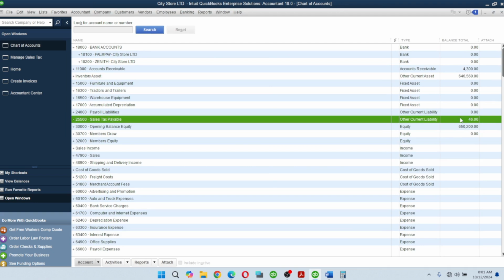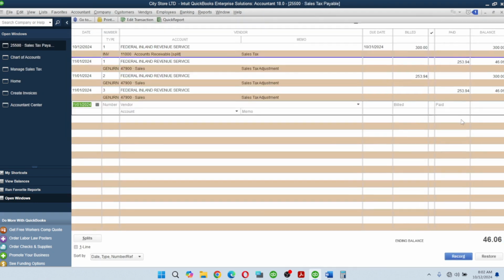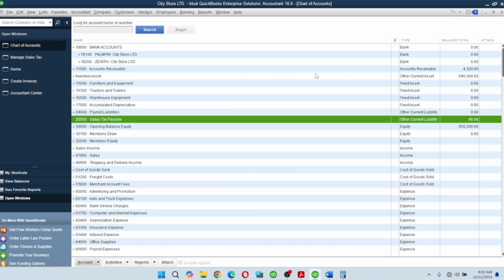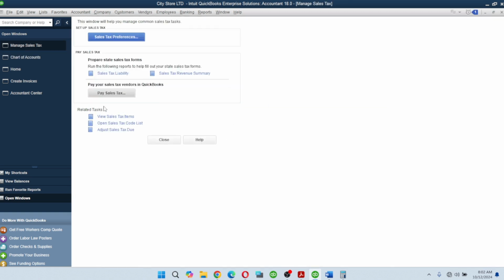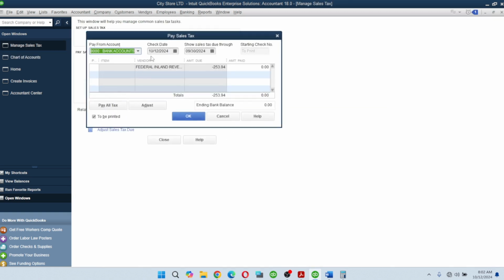So after you're done with that, now if you view yours, let's look at our chart of account first. So if you look at our chart of account, yes, it is reflecting the exact balance you're supposed to pay as tax. This is what we are supposed to pay at the end of the day as tax, 46.06 as our tax rate. This is what we are supposed to remit to the federal government at the end of the day.